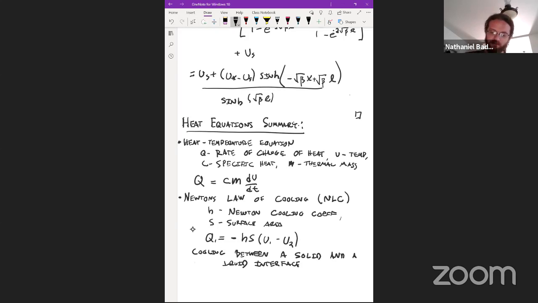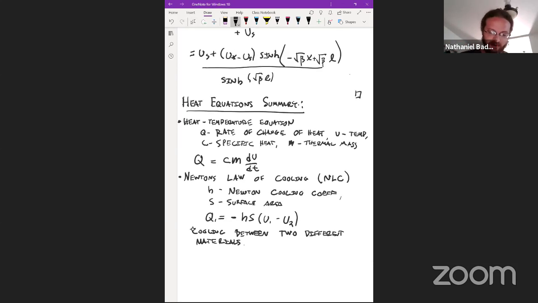Or I should say, cooling between two different materials. There's a kind of how we use these equations. We're generally using these for cooling between like a wall and a gas, like the top of a heat fin in the air or something. But let's be a little careful about that.